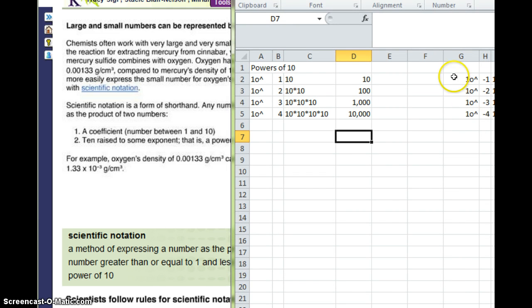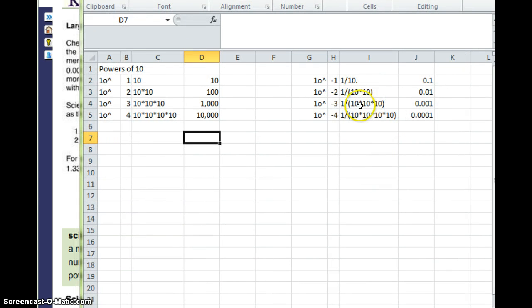So what if we go the opposite way? What if we have negative exponents? Well, negative in math class means the opposite of. So instead of multiplying, we're dividing. 10 to the negative first power is the same as 1 over 10, which is 0.1. 10 to the negative second power is 1 over 100, which is 1/100th, or 0.01. 10 to the negative third is the same as 1 divided by the quantity 10 times 10 times 10, or 1 divided by 1,000, which gives you 1/1,000th, or 0.001. And then 10 to the negative fourth is 0.0001. So again, huge differences with powers of 10.